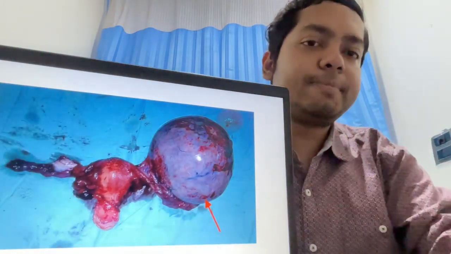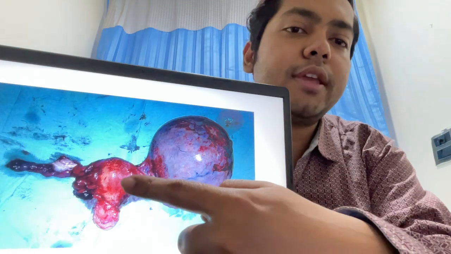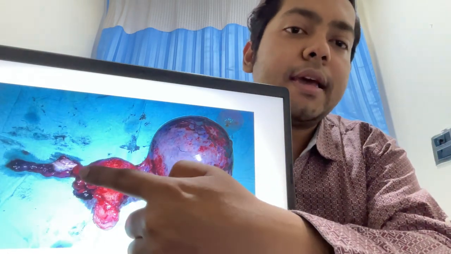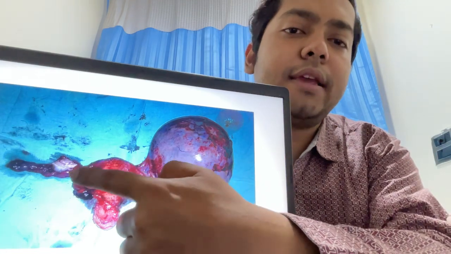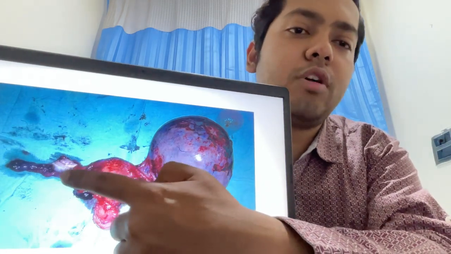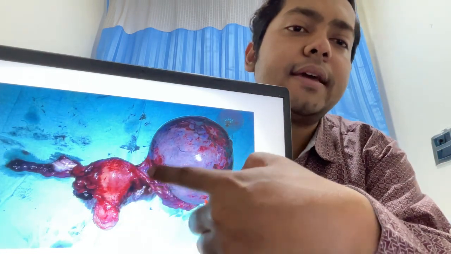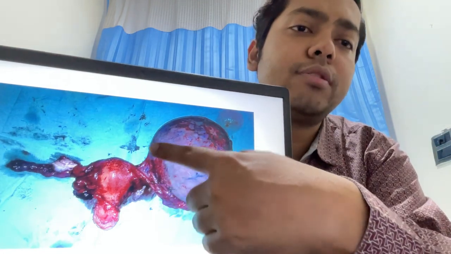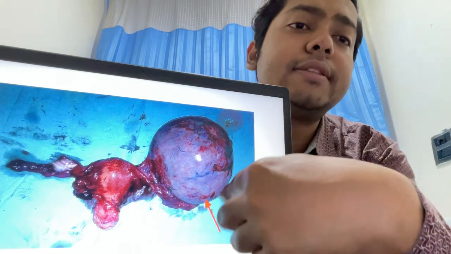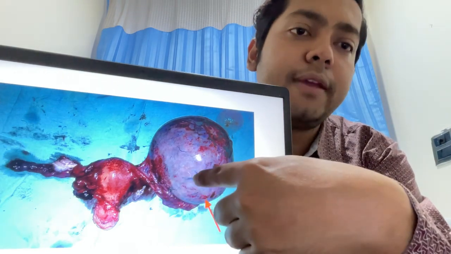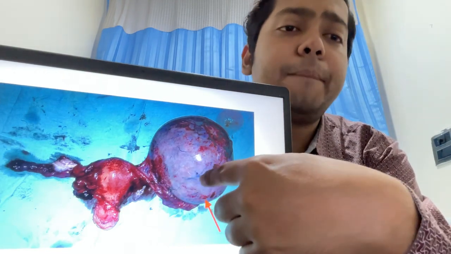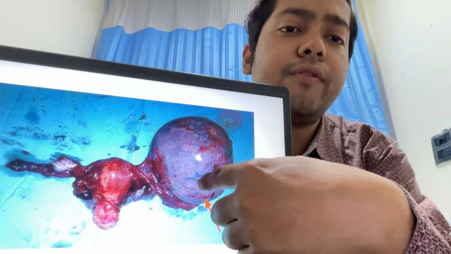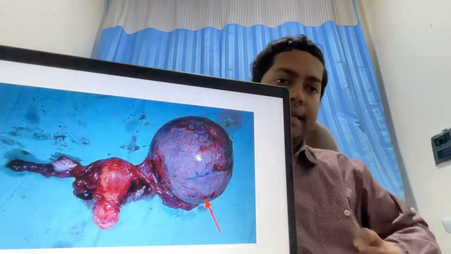Next, this is a specimen. This specimen is showing uterus along with cervix and bilateral tubes and ovaries. On one side the tube and ovary is normal, but on the other side the ovary is containing a large uniloculated solid cystic mass, which is probably malignant, looking like malignant. So it is a malignant ovarian tumor, unilateral side, okay.